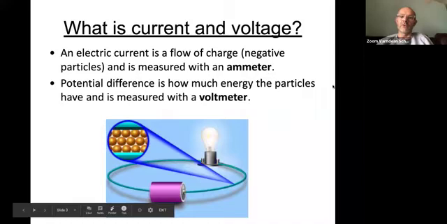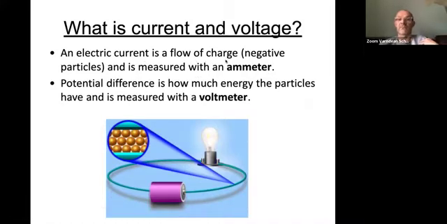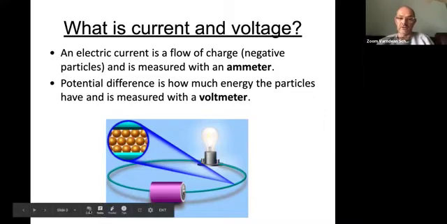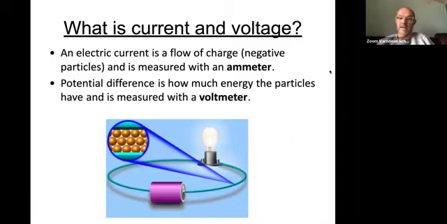So there are some words that are really important for us here. An electric current, I've just said, is a flow of charge, negative particles, electrons. That's why we call it electricity, because it's the electrons flowing around our circuit there.